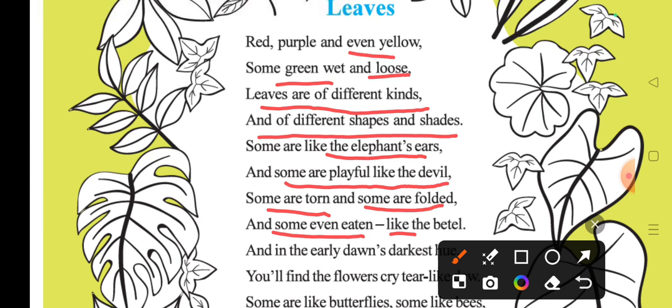Yes, children, here the poet is saying about the different shapes of leaves. Like you can see here, it looks like a big ear of an elephant. This leaf is very big, okay, and it looks like an elephant's ear. And you can see here the torn leaf, okay, where some are folded and some look like a leaf eaten by the beetle.